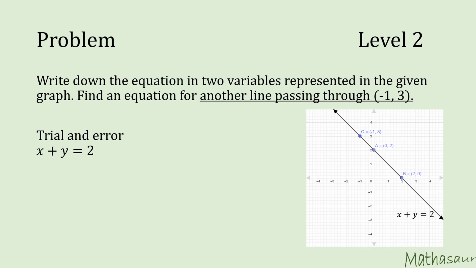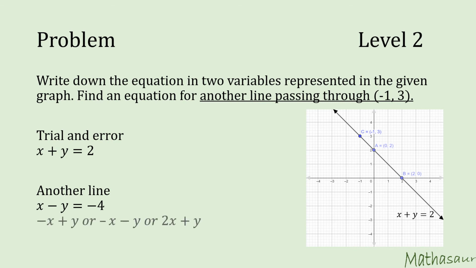Alright, we have already tried x plus y. Now we need another equation. So let us try x minus y. Now let us put the values for x and y. So x is minus 1 and y is 3. We get x minus y equals minus 4. So x minus y equals minus 4 is another line passing through the point C. Instead of x minus y, you could also try minus x plus y or minus x minus y or some other value, say 2x plus y, and just put the values of the coordinate C to get your constant on the right hand side.